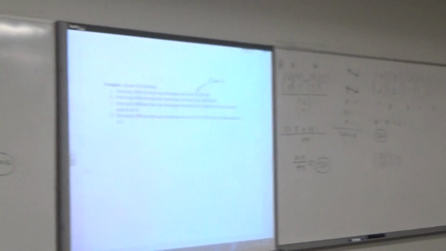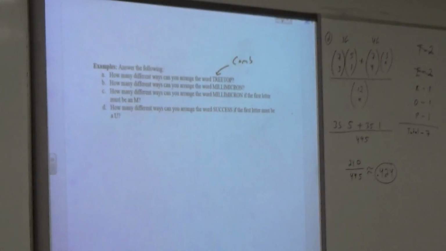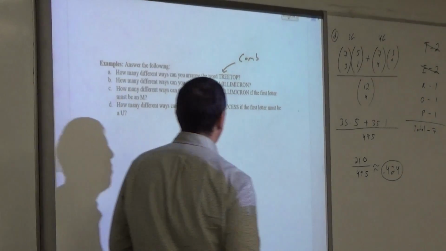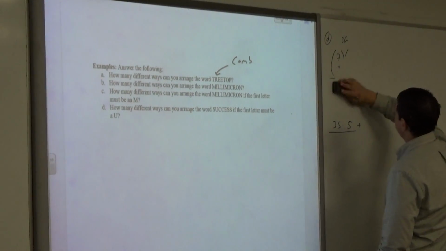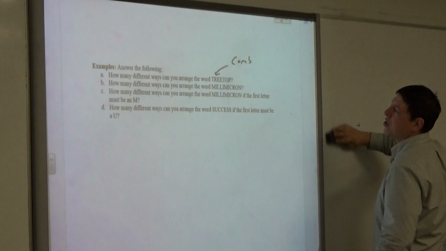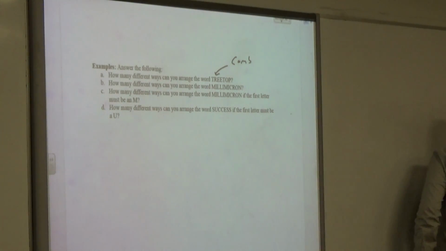So for the last one we have here, it's the same sort of thing, except that we're just changing the word. Hopefully this isn't too difficult. We have the word success. The first letter must be a U. So we're going to do the exact same thing as we did before. We're going to list out the unique elements.